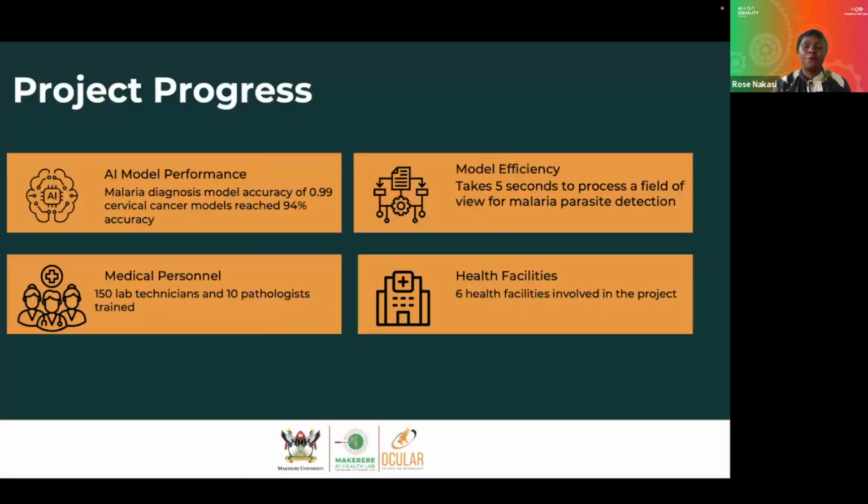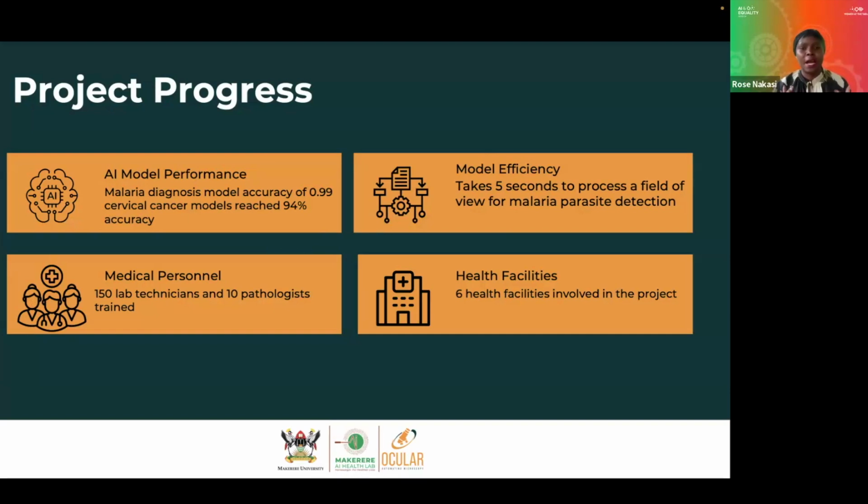In terms of project progress, we've been able to achieve a malaria diagnosis classification model accuracy of up to 0.99. And for cervical cancer, we've reached 94% accuracy. And what that promises is that we are able to have an inference that is almost relatable to the expert knowledge.